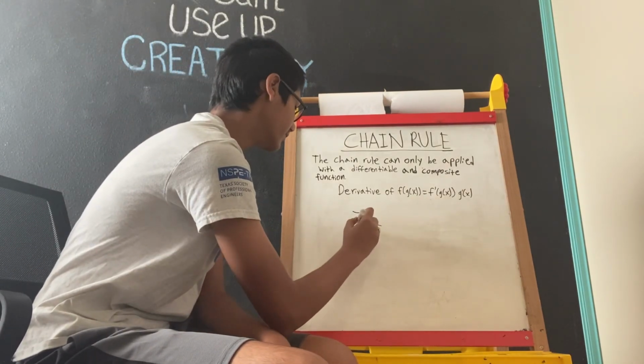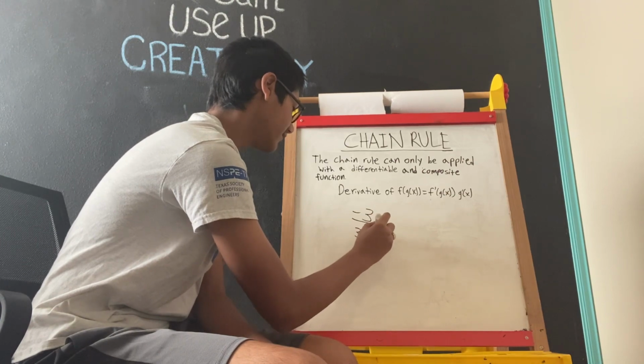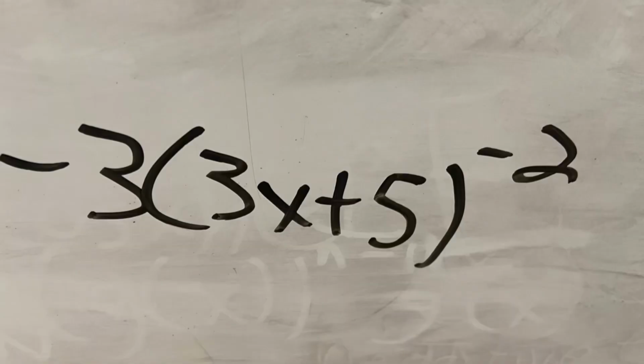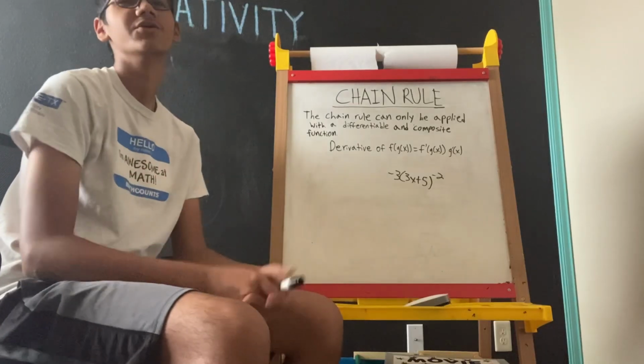Negative 3 over 3x plus 5 squared. There's a denominator. It means you can't do the question. Yes, D and E. Are you kidding me? Come on, you know this.